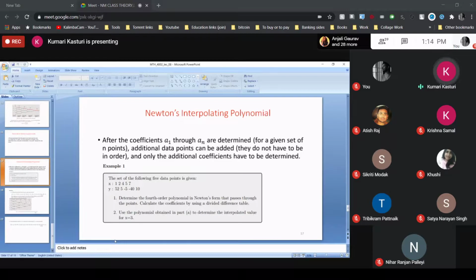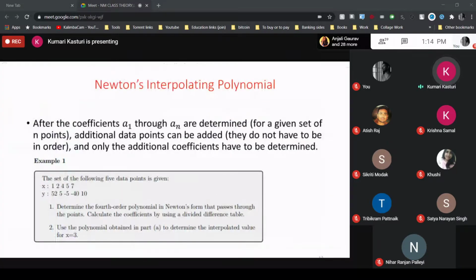Okay, so just see here. This question we have already done. Just see how we are doing it. Actually, I'm just explaining again. This question is given to you: the set of the following 5 data points, that is coordinates x and y, is given to you. I want to clarify one thing.